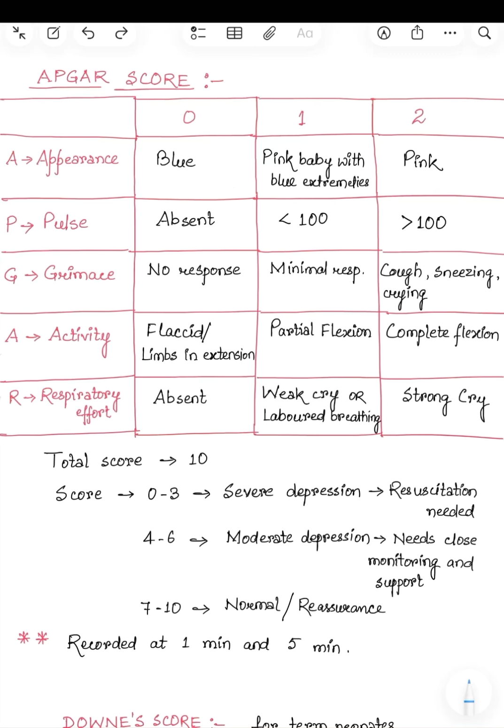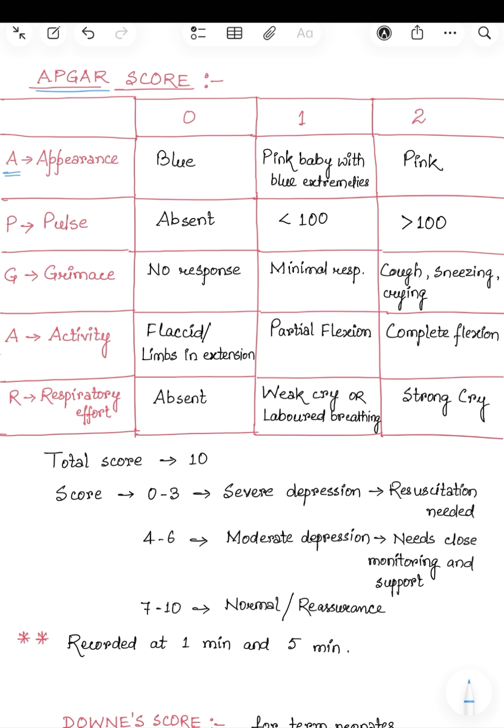Hi everyone, let's quickly revise important scores in pediatrics under 5 minutes, which are very much important for NEET PG and FMGE exam. So starting with APGAR score. APGAR score is a quick assessment of newborn adaptation after birth. It includes 5 parameters and the mnemonic is the name itself.